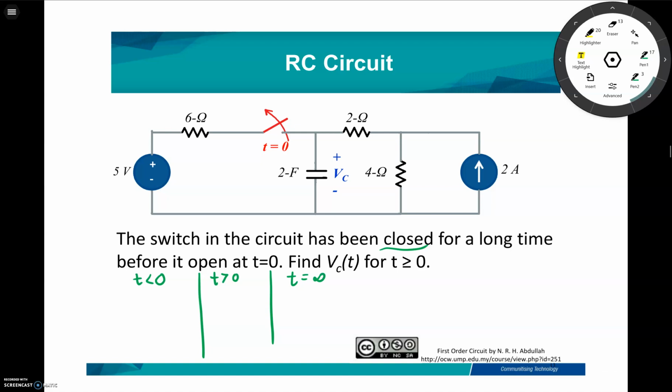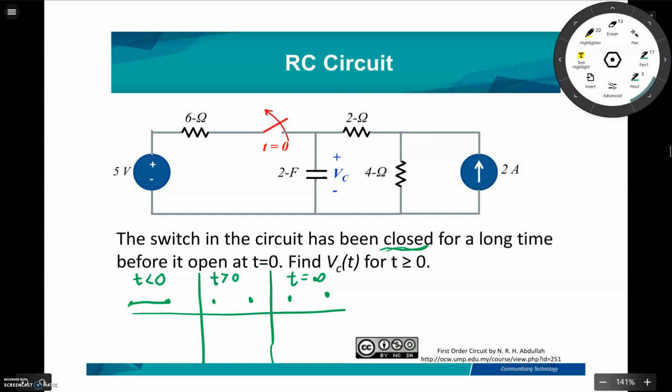The conditions of the circuits for t less than 0 is closed for a long time. So it means that this is closed. And then when t is more than 0, the switch is open with the t durations. And then when t is infinity, it's open for a long time, and the switch will be open. What information can you determine from the three areas?